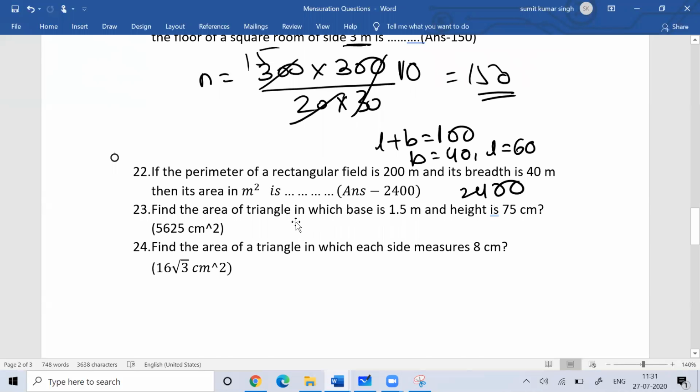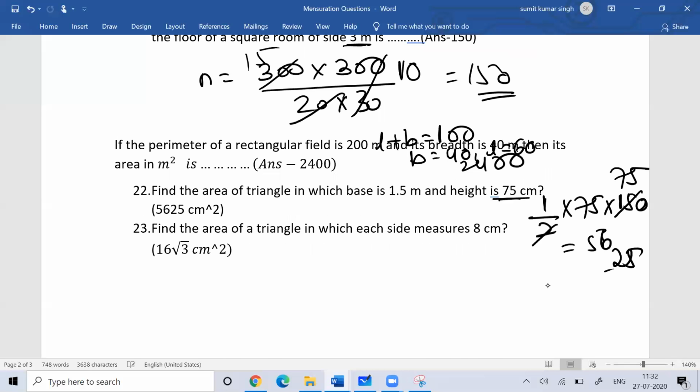Then the next thing, find the area of a triangle. Base is 1.5 meter, which you can convert into 150 centimeter, and height is 75. What is the area formula? Half into base into height. So half into 75 into 150. So this is 75 into 75. 75 square is 5625. And already in Vedic math, I explained how to find the square of a number, and you can easily do that.